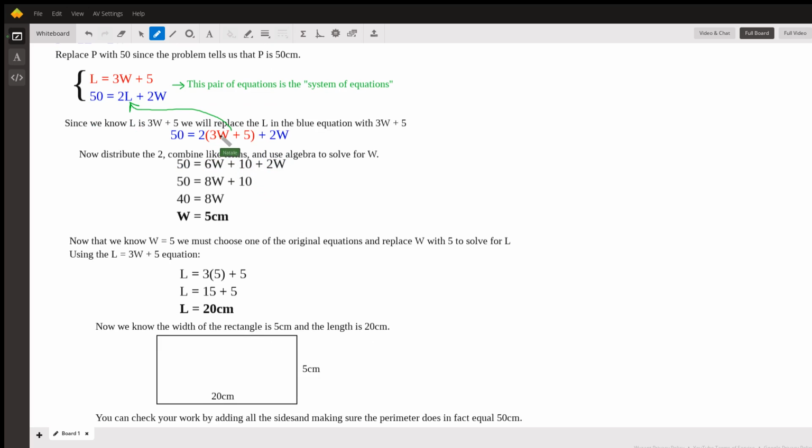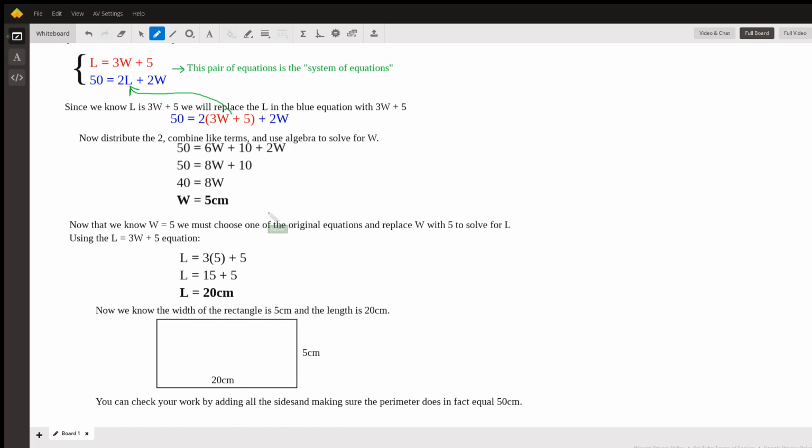You do your regular algebra work here. You distribute the 2 and you combine like terms. So when you distribute, you get 6W plus 10. You have to combine that with what was already there. You'll end up with 50 equals 8W plus 10. Subtract 10 on both sides, divide by 8 on both sides, and you'll find that W is 5.